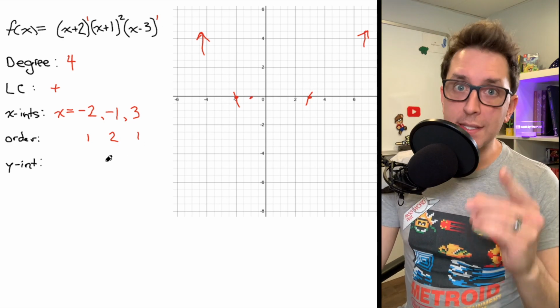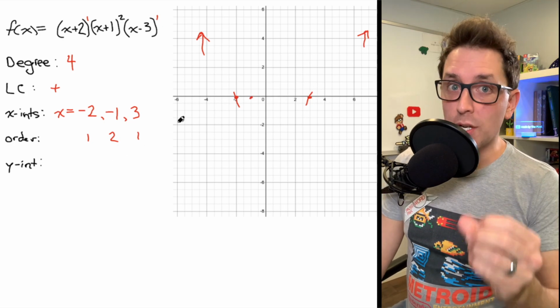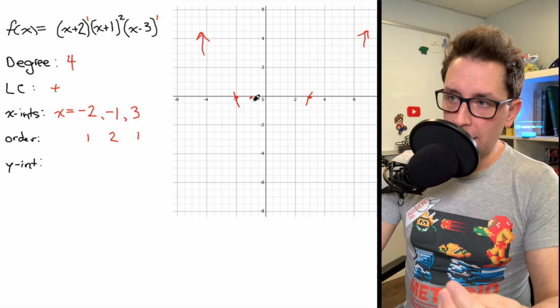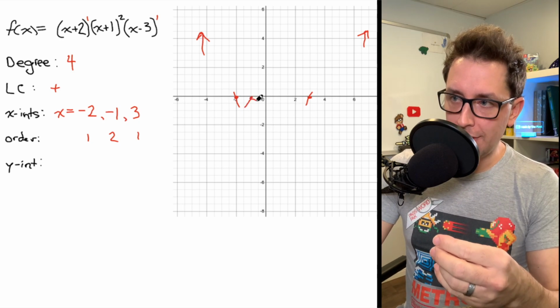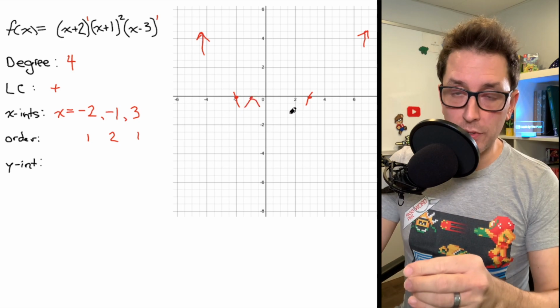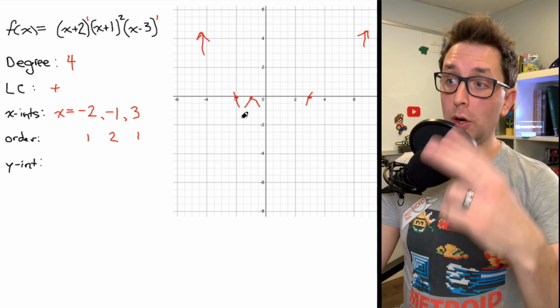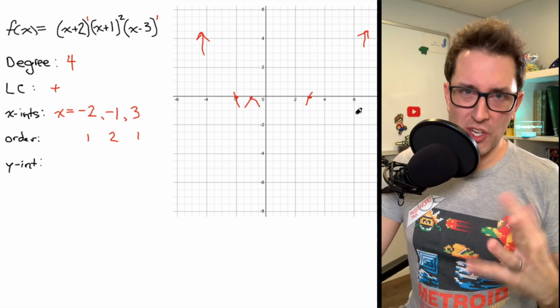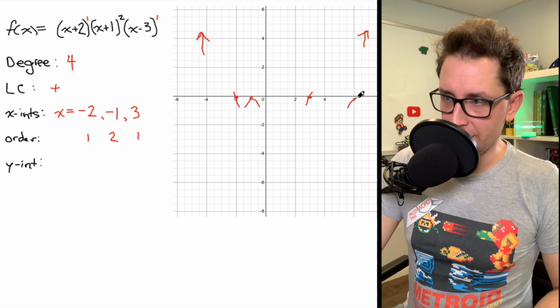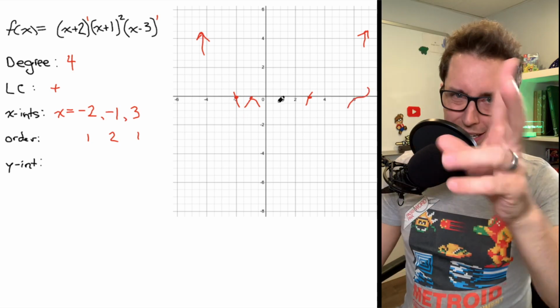But an order 2 x-intercept is different. When a function has an order 2 x-intercept, you're going to see the function sort of bounce off of the x-axis at the x-intercept. So that's the key difference between order 1 and order 2. Order 1 passes through, order 2 bounces off. There's also order 3, which looks kind of like the function's just sitting on the x-axis, but we're not going to get into that in this video.